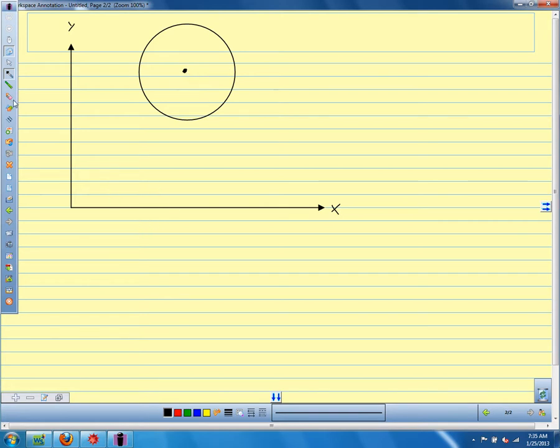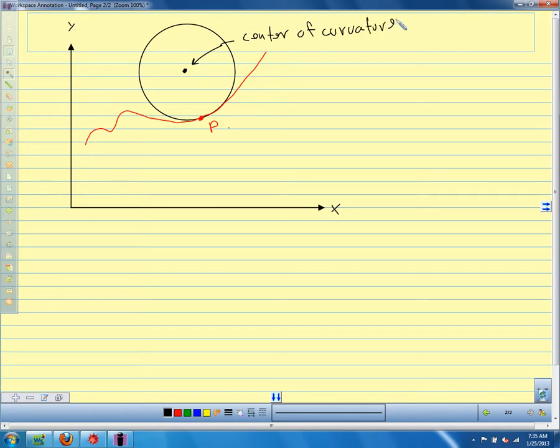And we have some curve here in the plane that is going along here, and at some point their curvatures are going to match exactly. We'll say that point is here at point P. So at point P, the curvature of the curve and the curvature of this circle are exactly the same. So they have the same radius of curvature, and this is our center of curvature. And our circle is our osculating circle, or our circle of curvature.